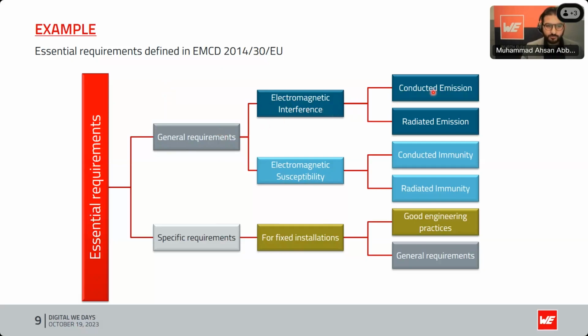In interference, we have two paths to get interfered with, either conducted or radiated emissions, and if you talk about susceptibility, we can have conducted immunity or radiated immunity. So this is how EMC is normally classified into conducted and radiated emission and immunity. The specific requirements are especially for fixed installations. The directive really defines what a fixed installation is. And for fixed installations, there are some good engineering practices which the manufacturer or installer has to follow to install them. As well, when it is installed, you also have to comply with all the general requirements.